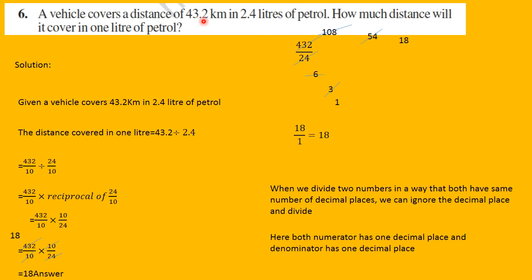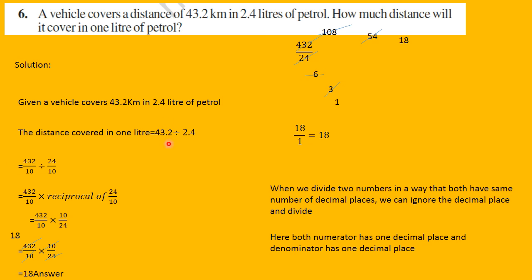Now, next question, sixth problem. A vehicle covers a distance of 43.2 kilometers in 2.4 liters of petrol. So in 2.4 liters of petrol, the vehicle covers 43.2 kilometers. How much distance will it cover in 1 liter of petrol? With 1 liter of petrol, how far can you go? 43.2 kilometers are travelled in 2.4 liters, so 43.2 divided by 2.4. Decimal number divided by decimal number.